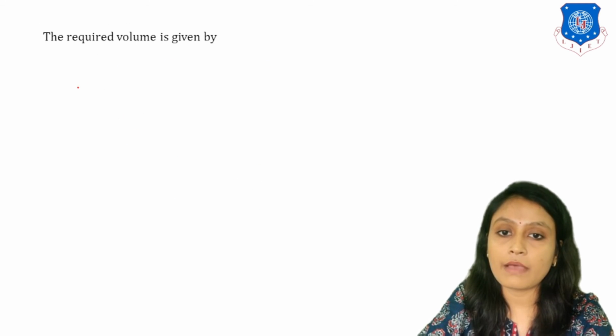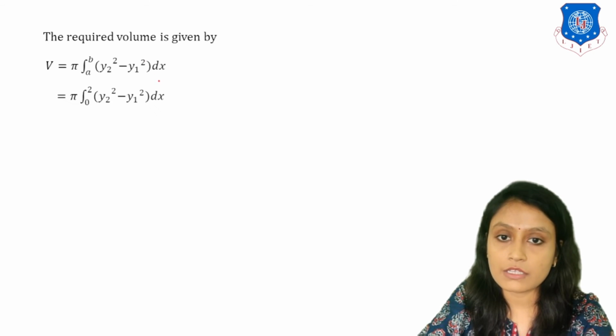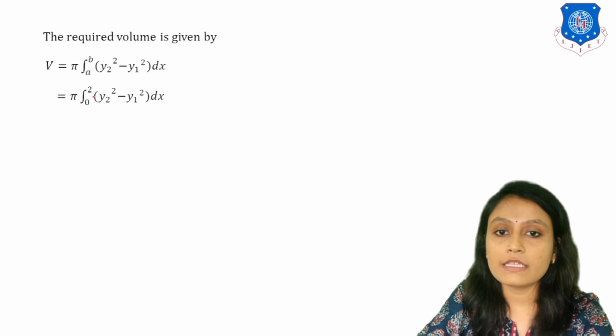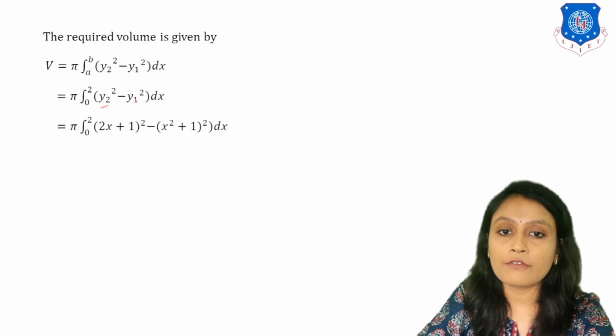So volume is given by V equals pi integral a to b of (y2 squared minus y1 squared) dx. Okay, now x varies from 0 to 2. So we have pi integral 0 to 2 of (y2 squared minus y1 squared) dx. Now substitute the values of y2 and y1. Now we have the line on top, so we will write (2x plus 1) whole squared in place of y2, and in place of y1 we will write the parabola, that is (x squared plus 1) squared. Now simplify this.